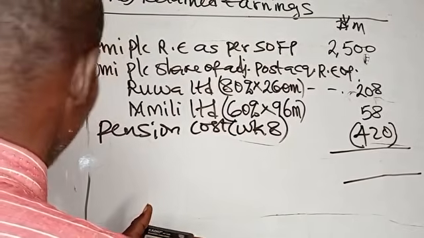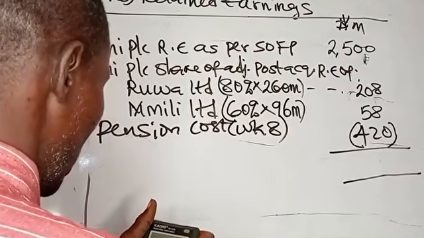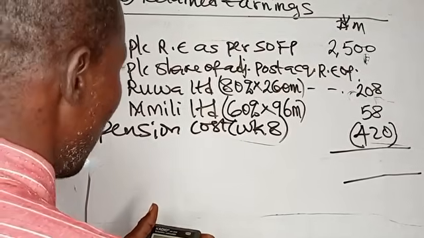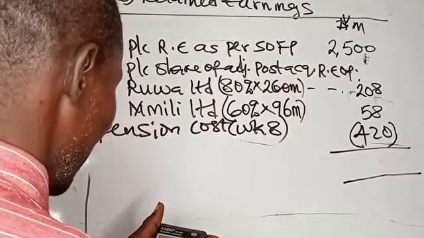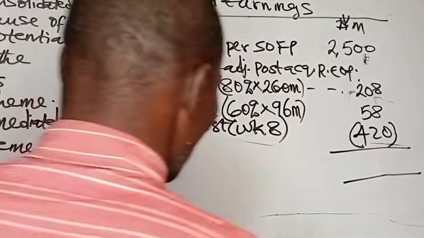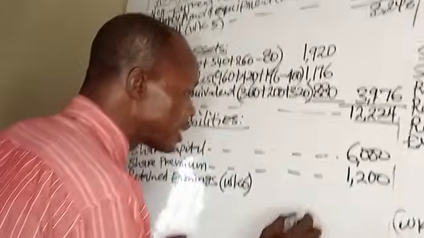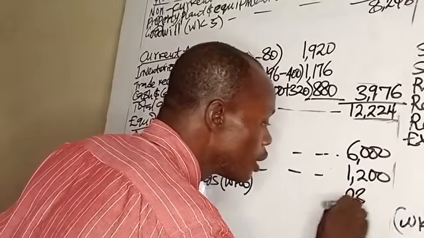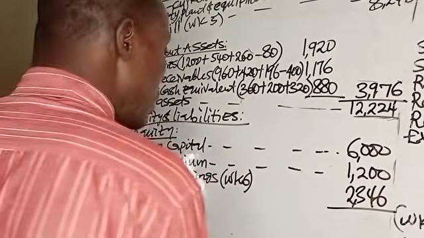2,500 plus 208 plus 58 minus 420. So we have 2,346. So our retained earning is 2,346.